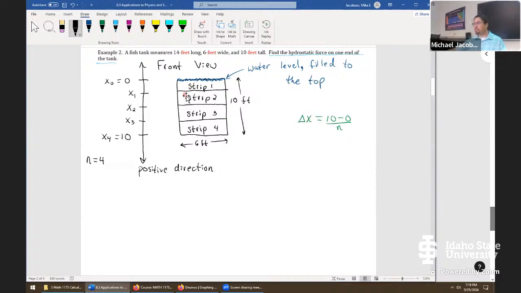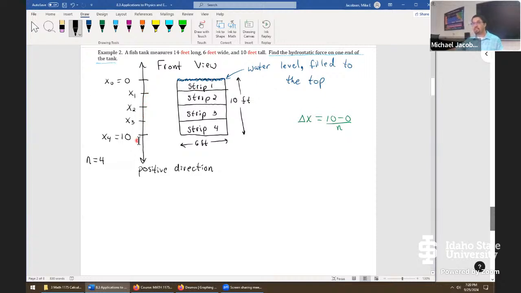We've got the same problem with the entire front face, where if I'm on strip 1, where the red dot is, the pressure on the wall is different from when I get a little bit lower. But this is actually okay because we're imagining n is going to get really large. When n gets really large, these strips get really, really thin, and the difference in pressure from the top to the bottom of those strips becomes extremely negligible.